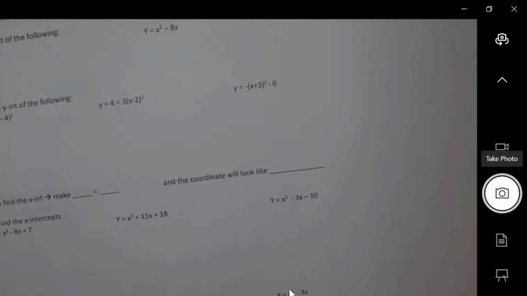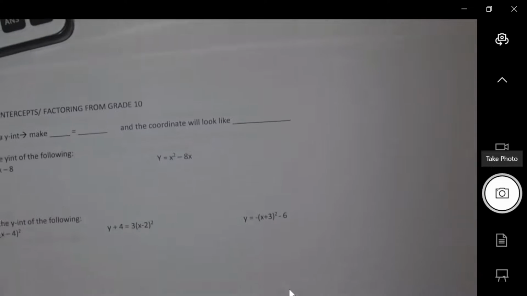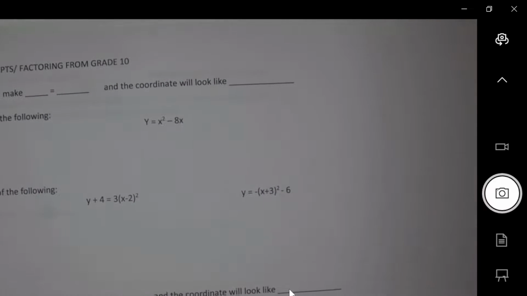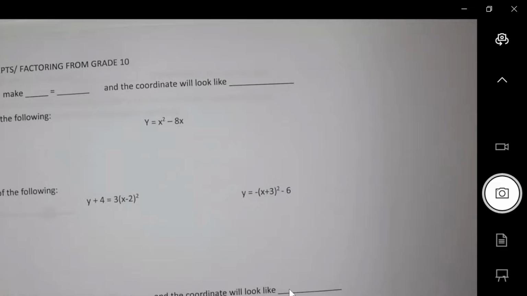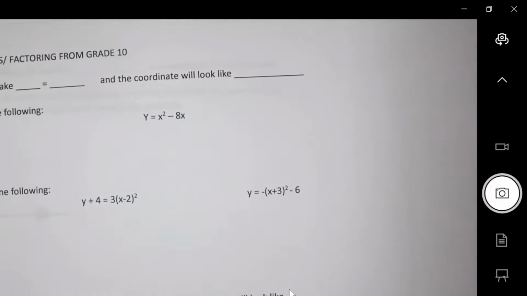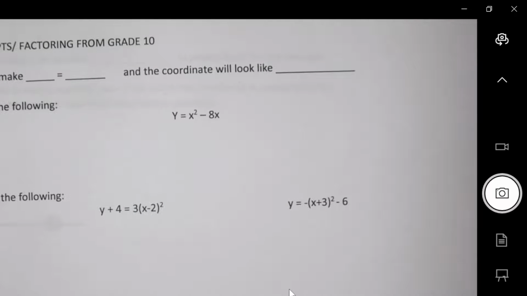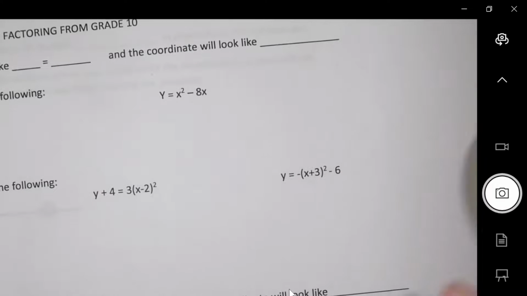Okay, so this paper we're going to do first, we're going to do some recapping from grade 10, because the impression you gave me yesterday was that it seemed like you forgot some of it, possibly?